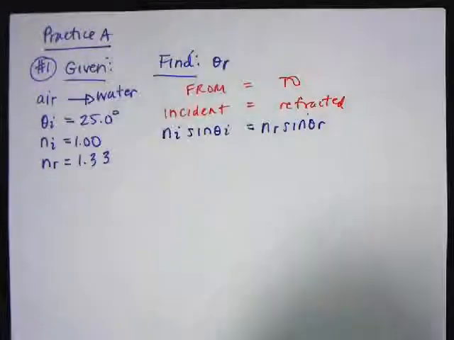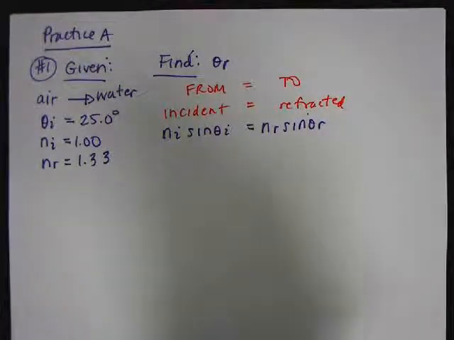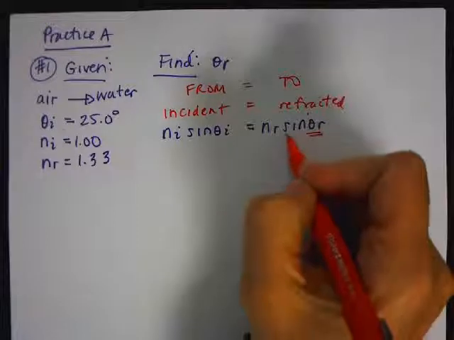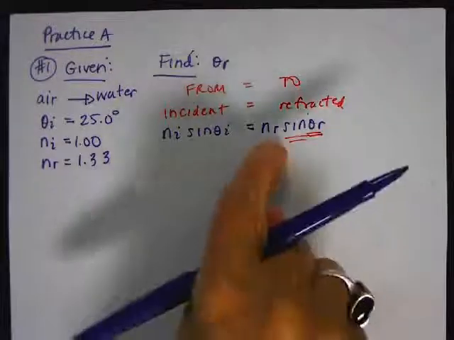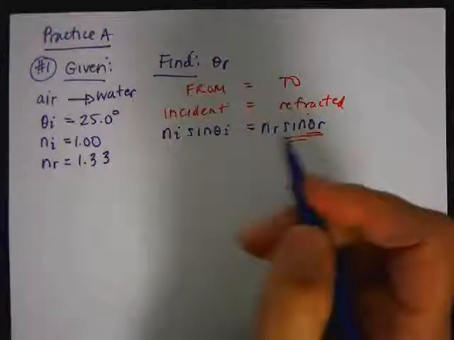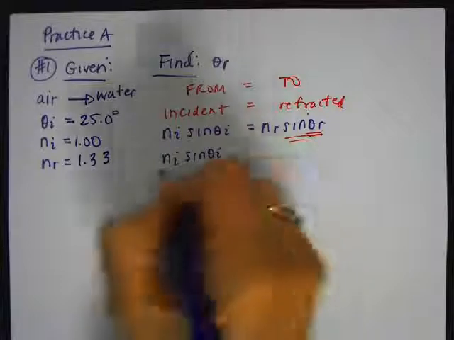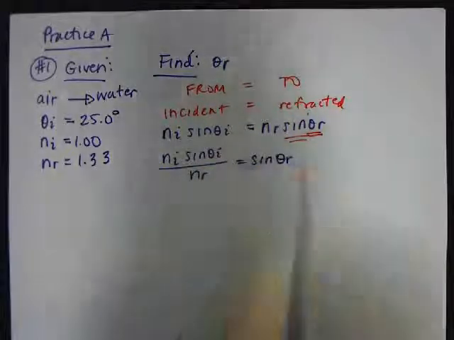Even though we're so tempted to plug all our numbers in, we're not going to do that. We're going to rearrange the equation to solve for the unknown in terms of the known. So first I'm going to say, what am I solving for? I'm solving for theta r, where I can't just drop the sine. This is kind of like all attached. So I'm going to divide both sides by Nr. So Ni sine of theta I over Nr is equal to sine of theta r.